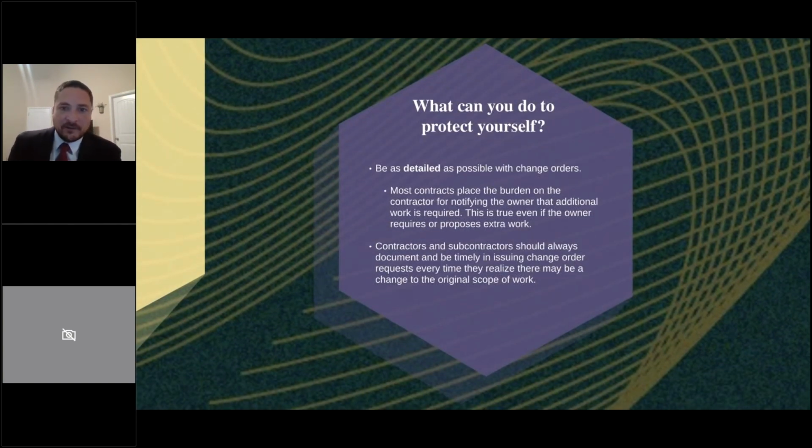So how can you protect yourself? Again, be as detailed as possible with change orders. Don't be intimidated or afraid to include probably more than you may think you need. Most contracts place the burden on the contractor, even if the general contractor or the owner says, look, this is what we need to get done, here's the change order. A lot of times it falls on the subcontractor or contractor to initiate the official process and follow the procedures. Although they instructed you to do it, they give you the details and maybe even the cost involved, you need to make sure that you send it to them in writing, like I said, in multiple methods, and to make sure that you follow their procedures.